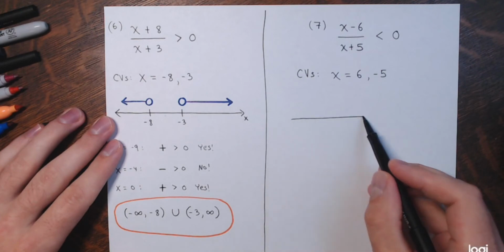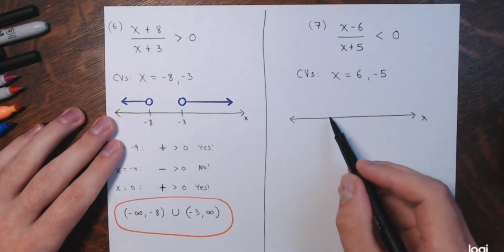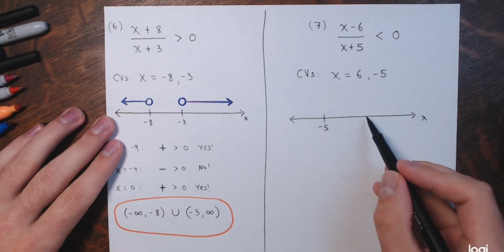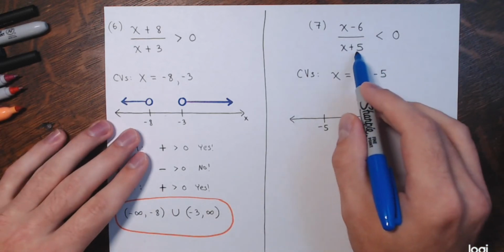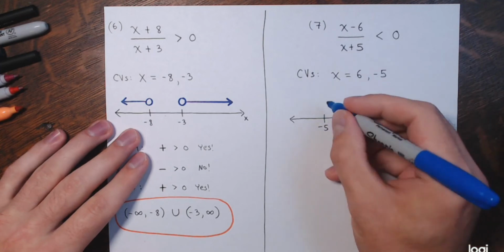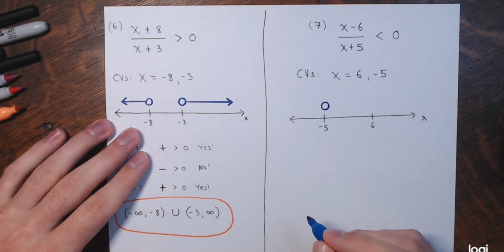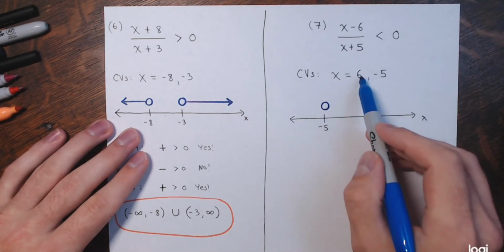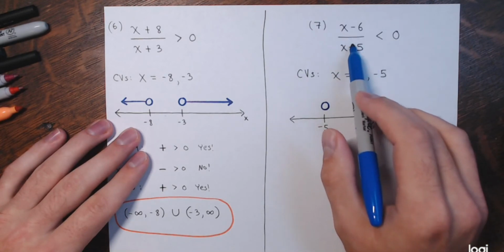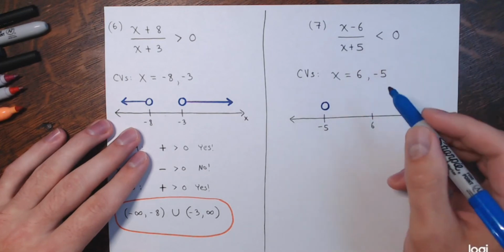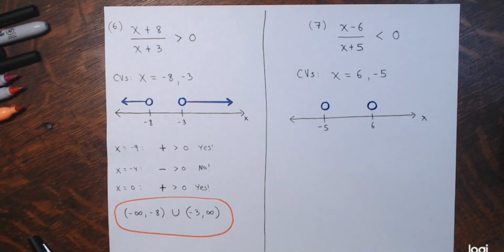And then I mark these on a number line. So here are the values of x, and -5 would be to the left of 6. -5 makes this denominator 0, and that's bad. So -5 is not a solution, and I indicate that with an open point. +6 is also not a solution, because when I plug in 6, the left side would be 0, but 0 is not less than 0. 0 is equal to 0, so 6 is also not a solution. I've got an open point there.